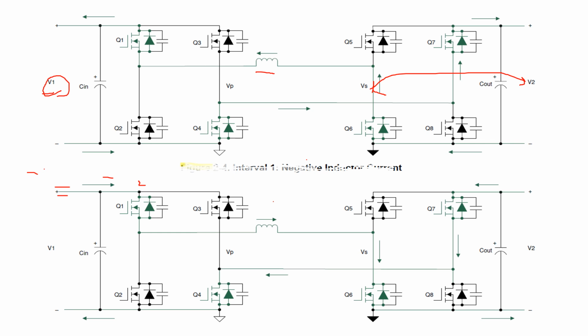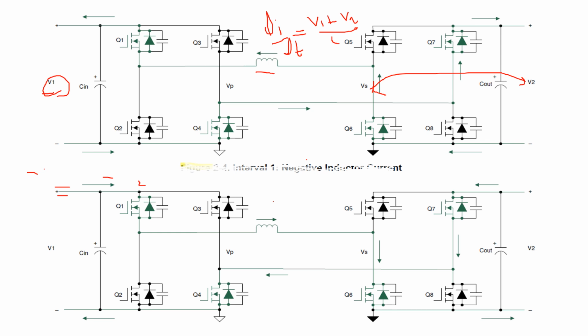So if you want to find the current across the inductor, it should be something like di/dt is equal to negative V1 plus V2 on L. Okay, so that's how we find the inductor current.